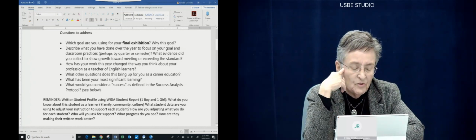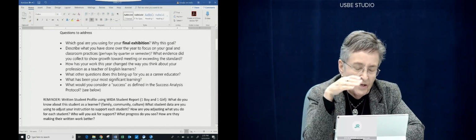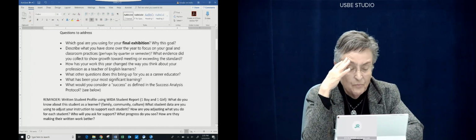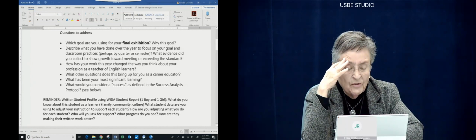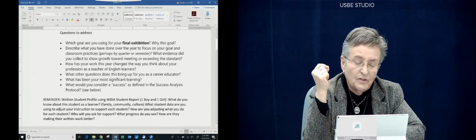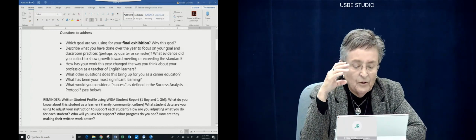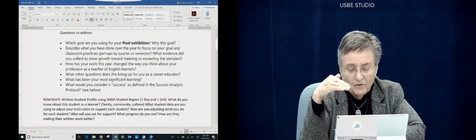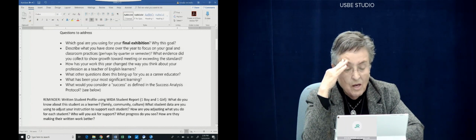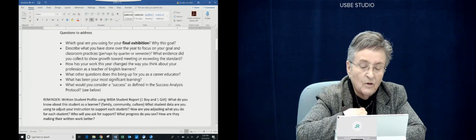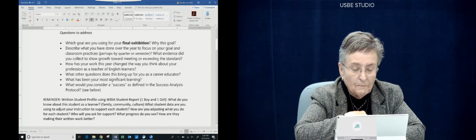And then we go to this part that's really critical. So you've done this reflective essay, you've gathered evidence, you've developed goals, you've gotten feedback on your student profile. So what would you consider your most significant learning? And in your final exhibition, that's what you're going to focus on. And that significant learning in the final exhibition, in the protocol that we're going to use, is what would you consider a success as defined in the success analysis protocol. And so then we'll see below. So that's connected to your significant learning.